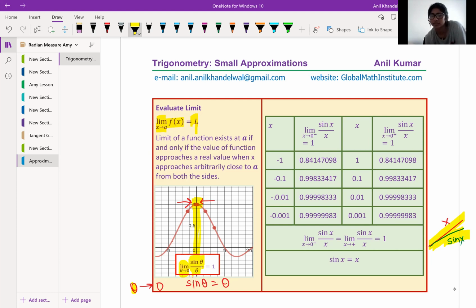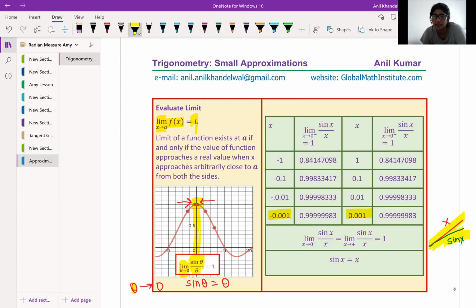When we are talking about small angles, in limits, what we do is approach a value, let us say 0, from the left side and from the right side. It really means that minus 1, minus 0.1, minus 0.01, minus 0.001 means getting close to 0 from the left side, correct?